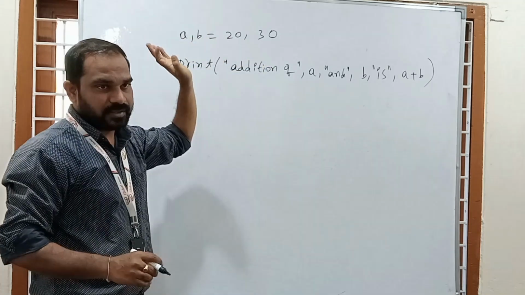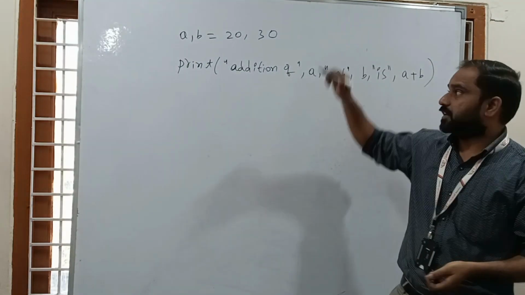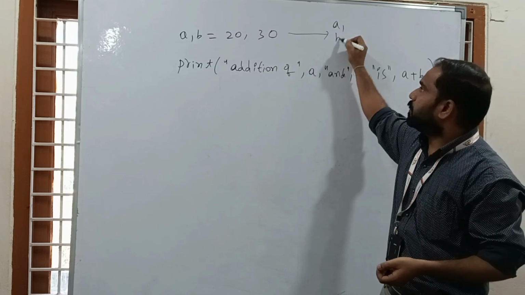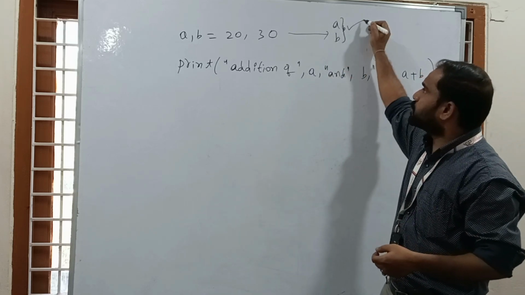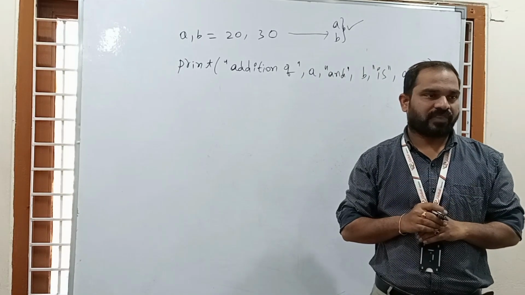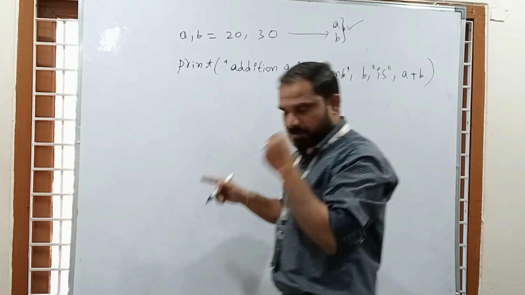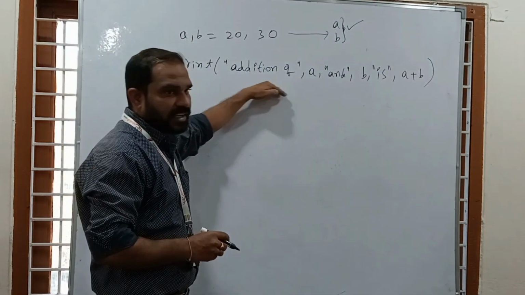See, in this particular line 20 is assigned to A, 30 is assigned to B, right? Which means that the variable A is already created, and variable B is also created. This means that in the memory these two names exist. But in the print statement, what are you printing? You are printing this particular sentence, right?